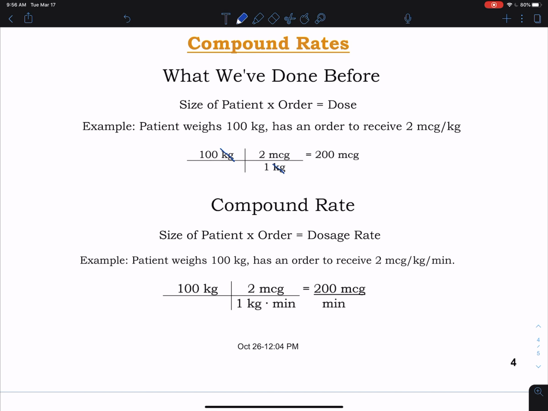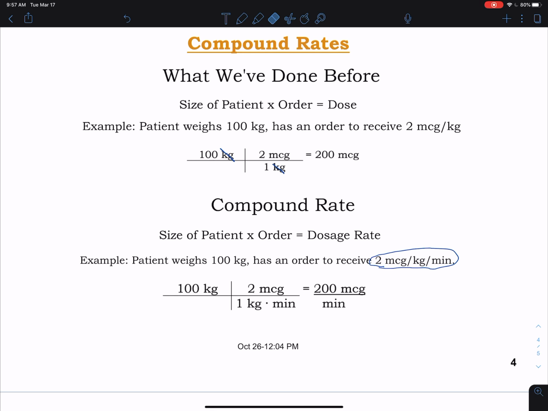If we look at an example with the compound rate, we still start with the size of the patient and multiply it with the order, but this time we'll end with the dosage rate. For example, if the patient weighs 100 kilograms and has an order to receive 2 micrograms per kilogram per minute, we have our compound rate.